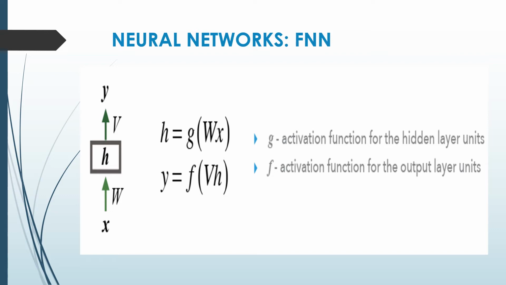The feed-forward neural network is the most basic and widely used artificial neural network. It consists of a number of layers of computational units arranged in a layered configuration. As you can see here, G is the activation function for the hidden layer units, while F is the activation function for the output layer units. Unlike the hidden layers, the output layer units commonly have a linear identity activation function for regression problems, while a softmax function is used for classification problems.